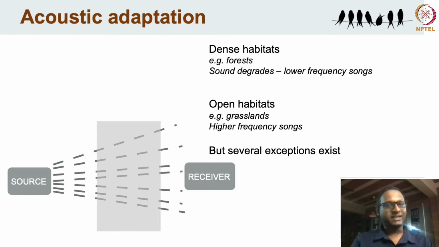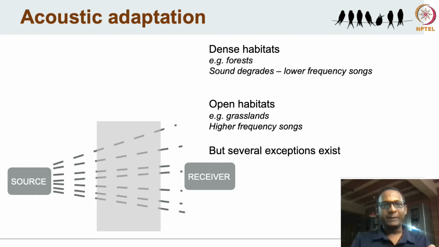But there are several exceptions, and if you are going to look it up, you will find several studies that show that some birds follow the acoustic adaptation hypothesis and some that do not. And this is true, various people have examined this in various kinds of habitat. But this is something to remember when you're studying forest birds and open habitat birds. For example, if you're comparing birds in different habitats, this is something to always keep in mind.